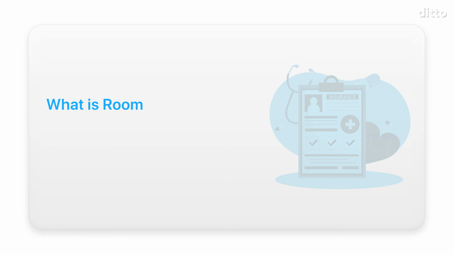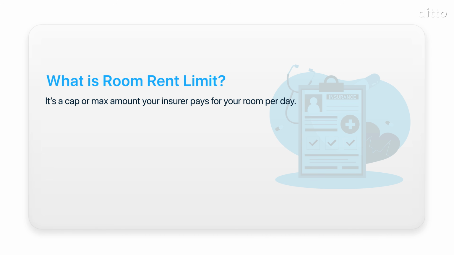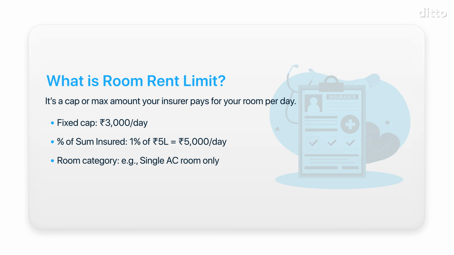Now, what is a room rent limit? It's a cap or max amount set by your insurer on how much they'll pay for your room per day. It can be a fixed limit like 3,000 rupees per day, a percentage of your sum insured like 1% of 5 lakh rupees, that is 5,000 rupees per day, or a room type restriction like single AC room only. Some plans don't have any limit at all, and we'll talk about those in a bit.